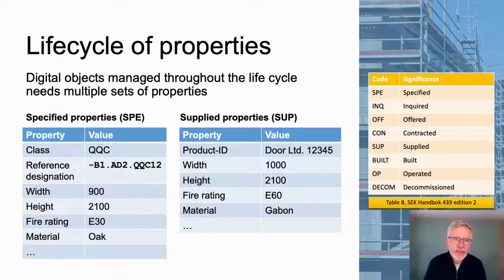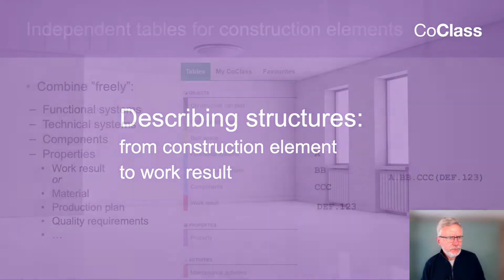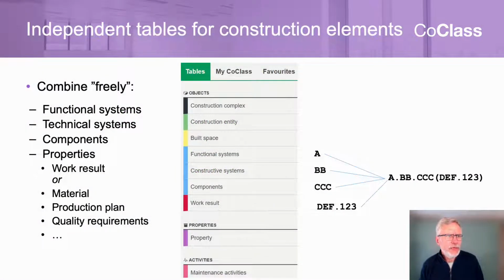So moving on then, making this hopefully a bit more concrete. With CoClass you build structures describing the built environment. So you have all these tables, the construction complex, the entities, the built space, the functional systems, the constructive systems, the components, and you add them as you like, depending on what you are trying to describe, of course.